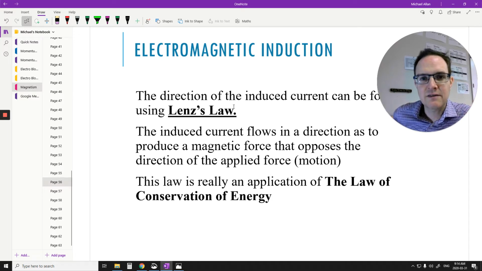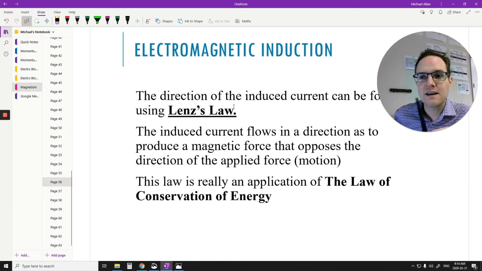It's related to the generator effect, but it's this idea of the conservation of energy, where if I'm going to produce electrical energy by motion, there's got to be some kind of resistance. You can't get energy from just simply nothing. There's got to be resistance to that motion.